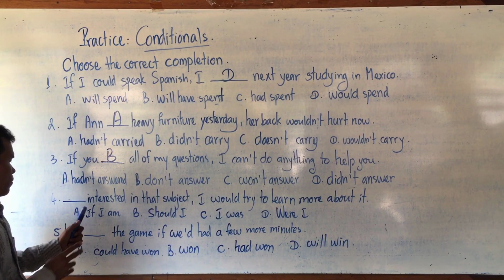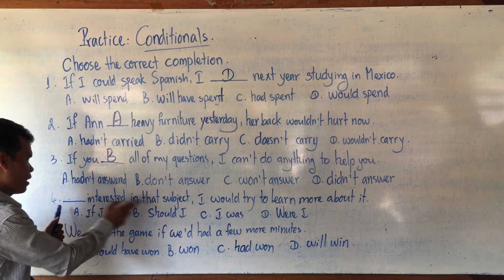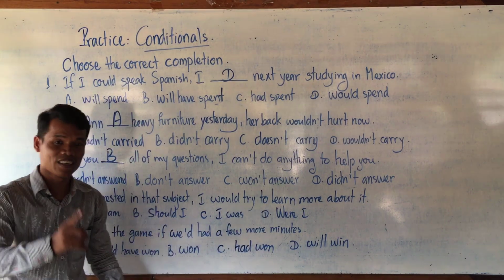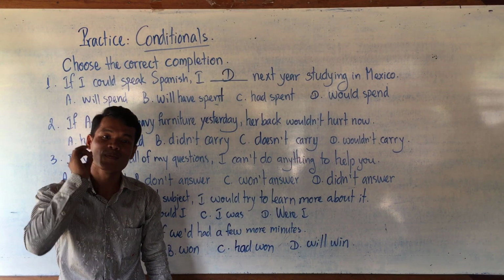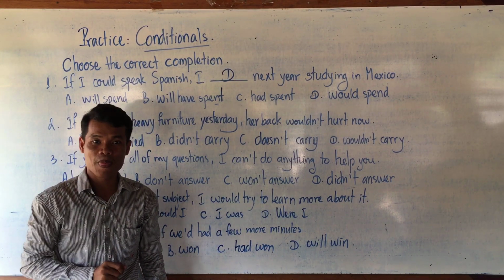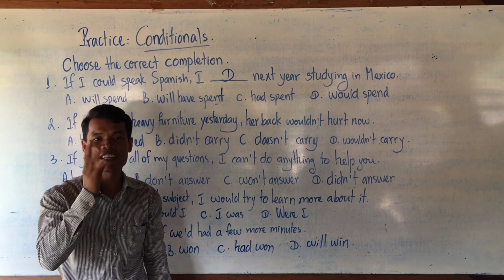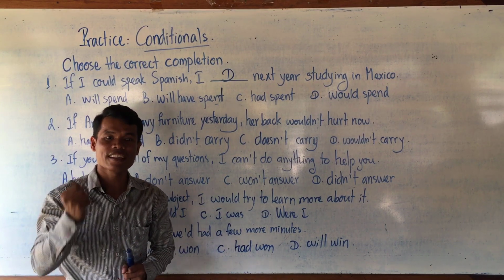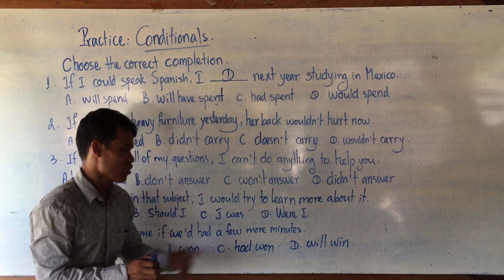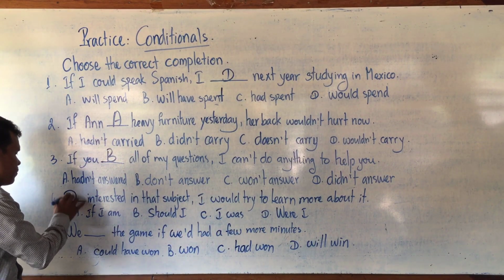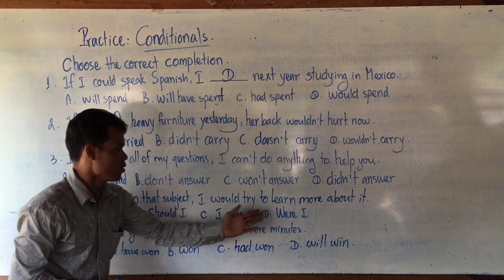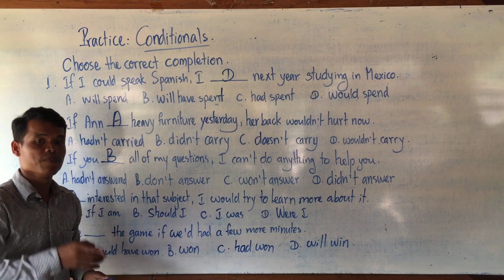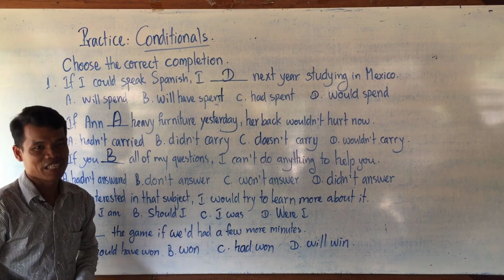How about the if? If I am, no. For the second conditional, make sure that it is a verb in the past. No if. How about verb I? You remember conditional omitting if. With were we can omit if by inverting subject and verb, right? So the answer is letter D. Or you can say if I were interested. It's the second conditional, but you don't want to use if. Verb I, no if, omitting.